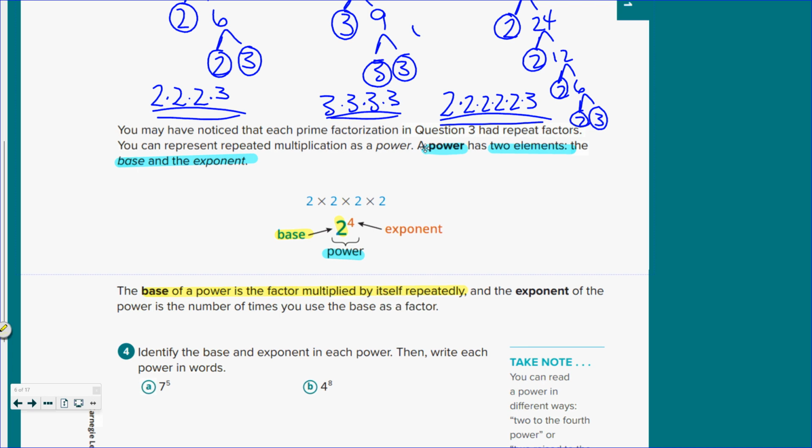The other part of the power is the exponent itself. The exponent is the number of times you use the base as a factor. So the exponent is the little number. The bad part is, unfortunately, most students refer to the power as an exponent. It's not. The exponent is just that one number.